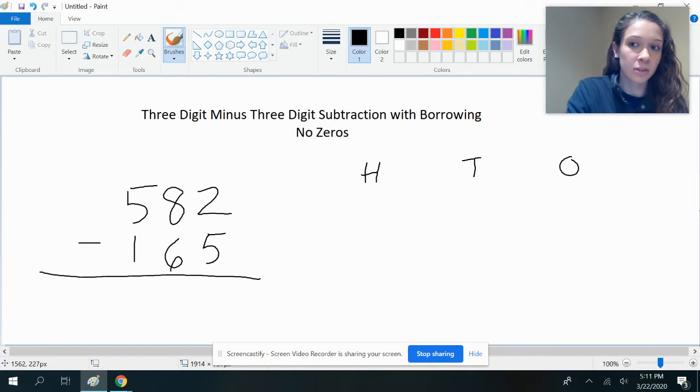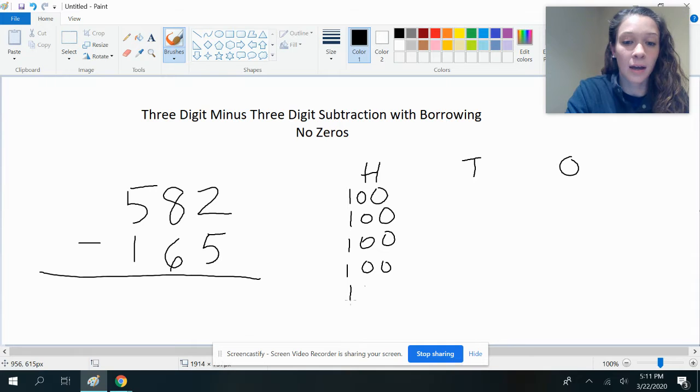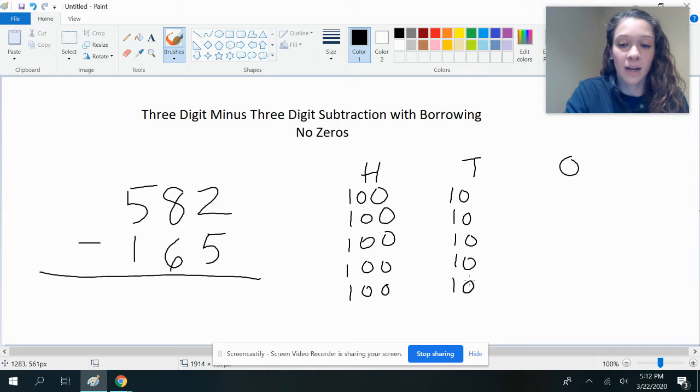Okay, let's see how many hundreds we have. There's a 5 in that number, and we're only talking about the top number, not the bottom number. So I have 5 hundreds, so I'm going to put 5 hundreds down. 1, 2, 3, 4, 5. In my tens place, there's an 8, so I have 8 tens. 1, 2, 3, 4, 5, 6, 7, 8, and in my ones place there's a 2, so I have 2 ones. Okay, I'll need to borrow from the tens place so I can get more ones.